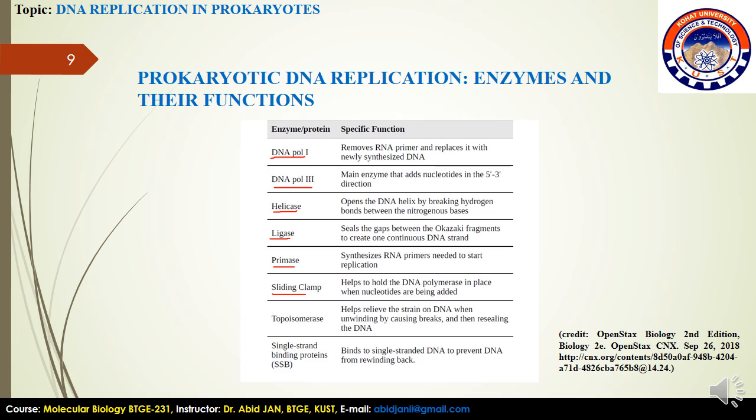The sliding clamp helps to hold the DNA polymerase in place when nucleotides are being added, and the topoisomerase helps to relieve the strain on DNA when unwinding by causing breaks and then resealing the DNA. And SSB, single-strand binding proteins, binds to single-stranded DNA to prevent DNA from rewinding back into the double helix.